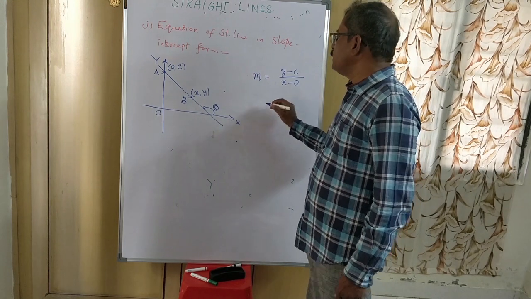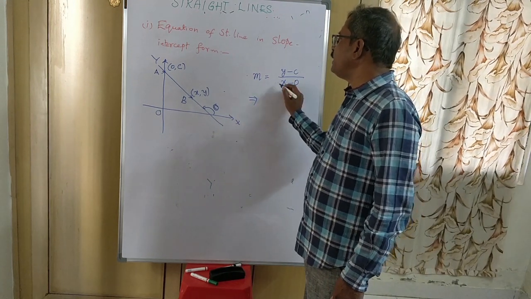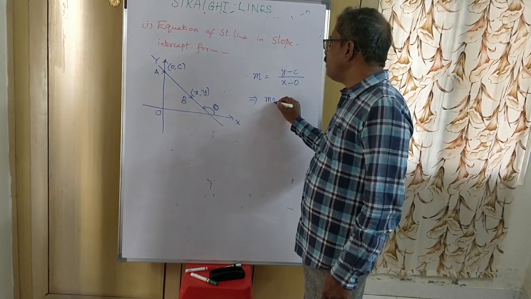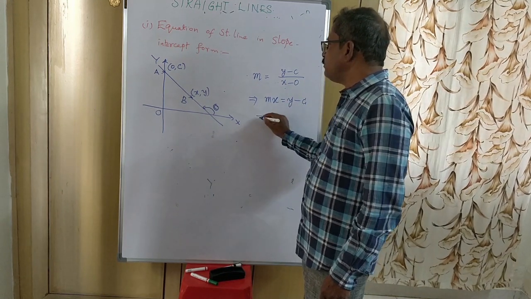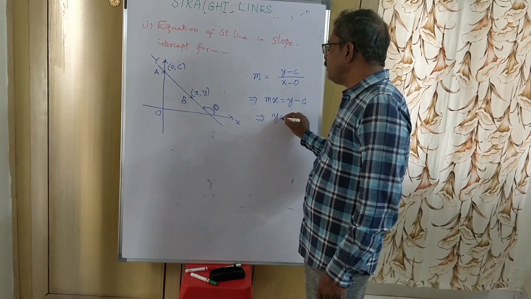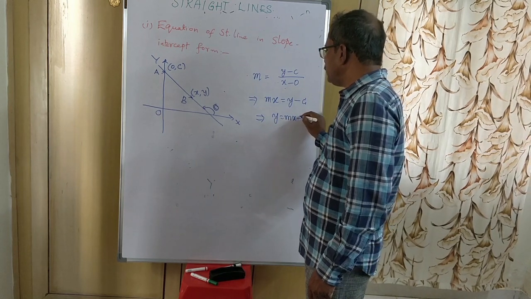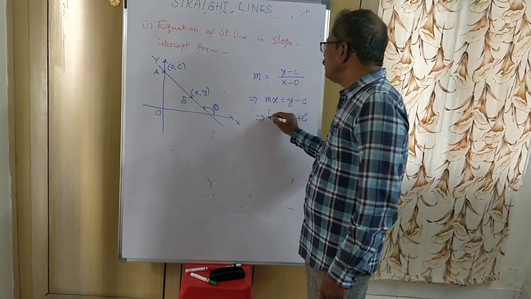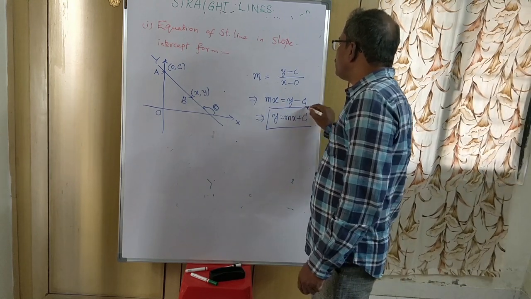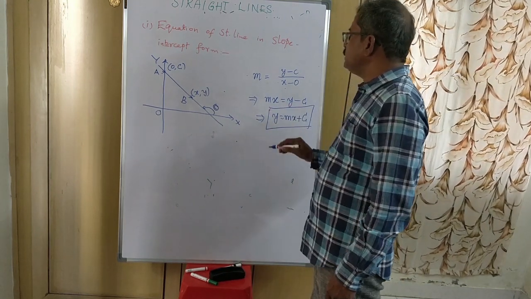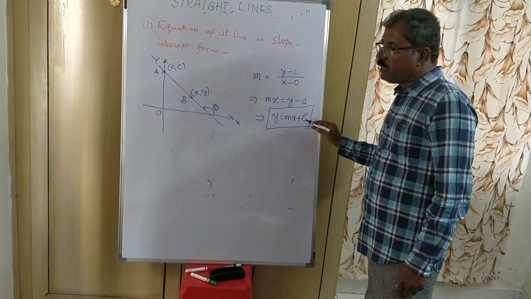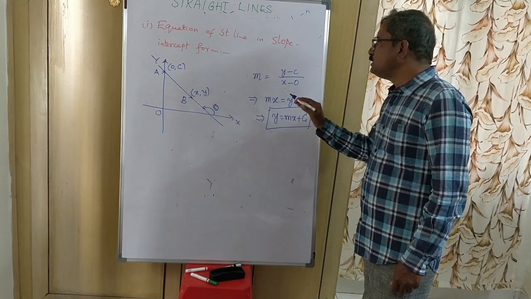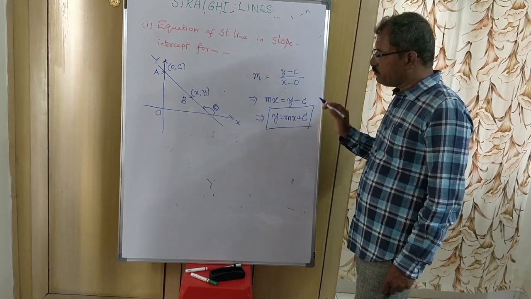Right? Suppose I multiply this, m into x, mx is equal to y minus c. This implies y is equal to mx plus c, which gives me the equation of a straight line with slope m and intercept c. What is this c? c is the y-intercept.